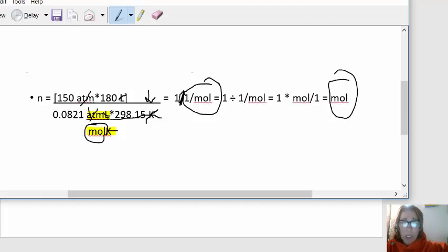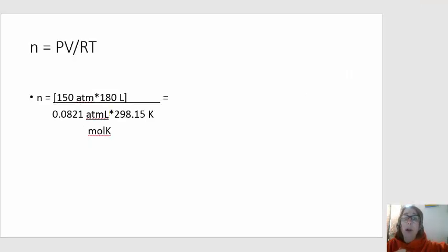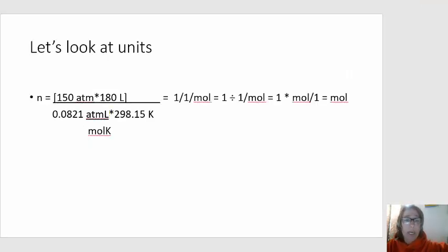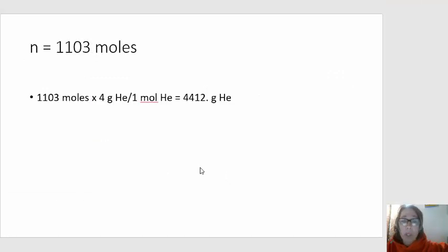That really is the trickiest thing of this problem, making sure that all the units cancel out except for moles. When we do that, the calculator does our hard work for us. We get 1,103 moles, which is a lot, but helium doesn't have a lot of mass, so it's actually possible to squeeze a lot of helium into a tank.